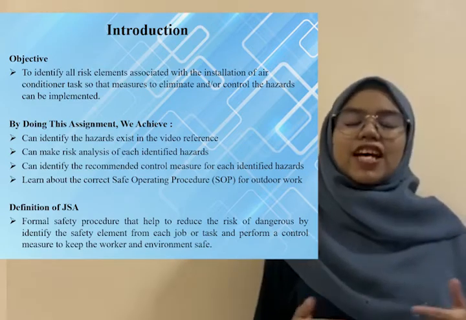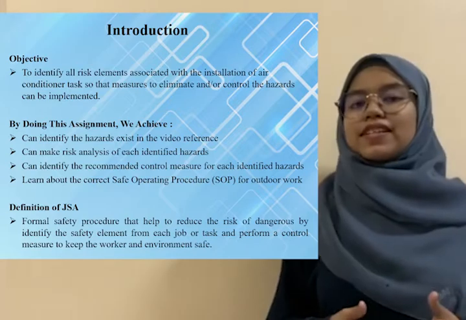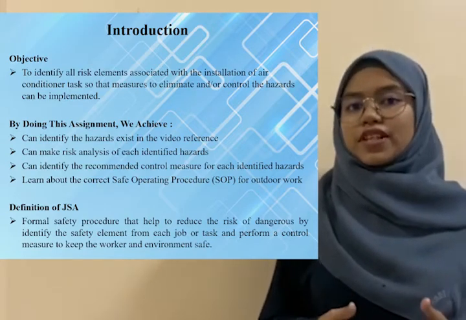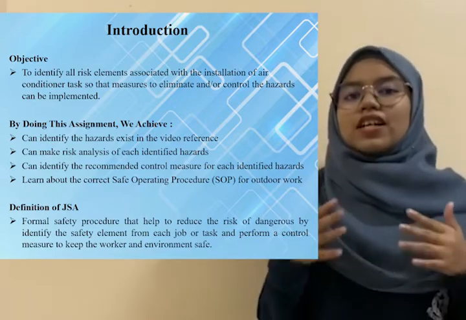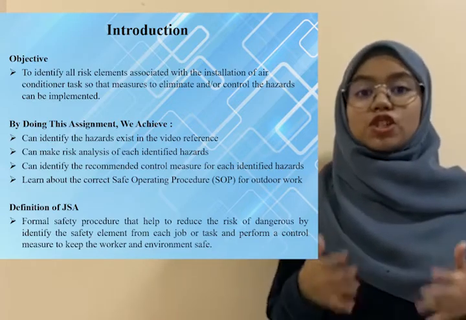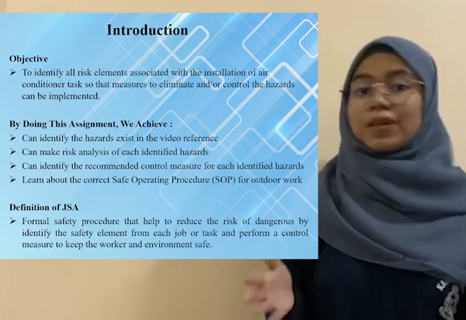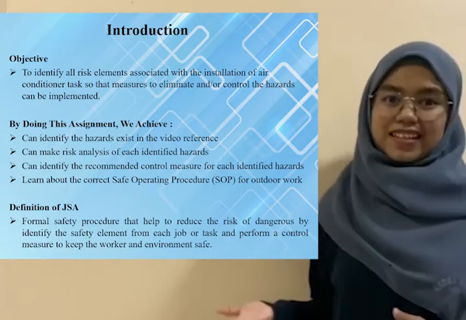Next is JSA. JSA, or known as Job Safety Analysis, is a formal safety procedure that helps to reduce the risk of danger by identifying safety elements for each job or task and performing a control measure to keep workers and environment safe. I pass to the next presenter.